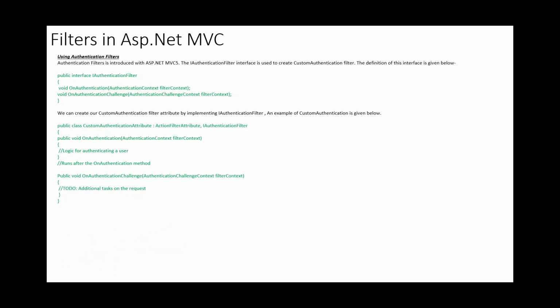So using authentication filters, what you can do is this interface supports. If you want your own custom authentication, what you can do is IAuthenticationFilter, you just put it and you derive your class from IAuthenticationFilter, and then it has to be implemented. OnAuthentication, OnAuthenticationChallenge. These two methods you have to implement.